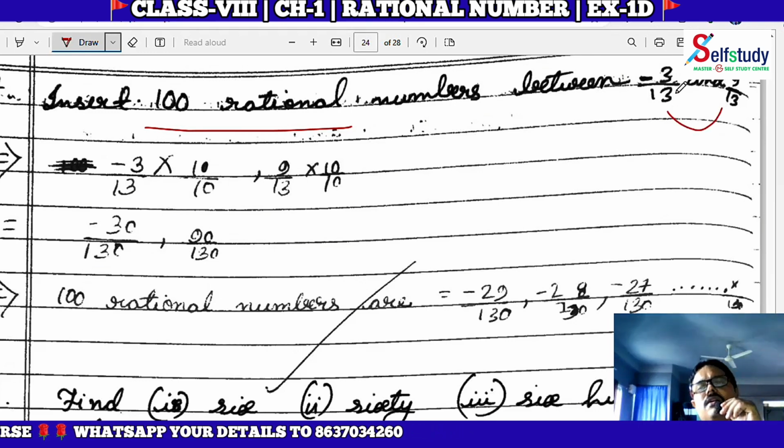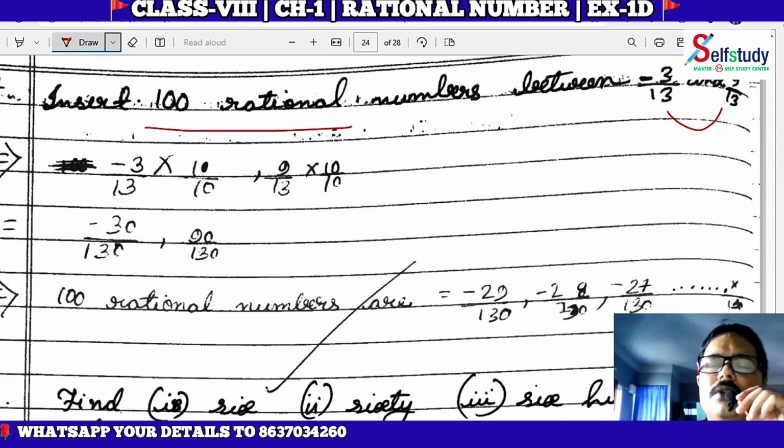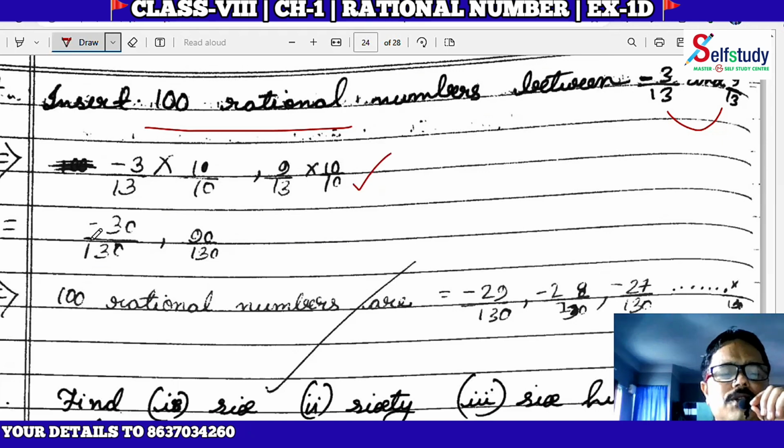So there are no 100 numbers, I mean 100 integers, in between minus 3 and 9. So we need to increase the gap. If we multiply it by 10 upon 10 and 10 upon 10, it will be minus 30 by 130 and 90 by 130, and there are more than 100 integers in between minus 30 and 90.